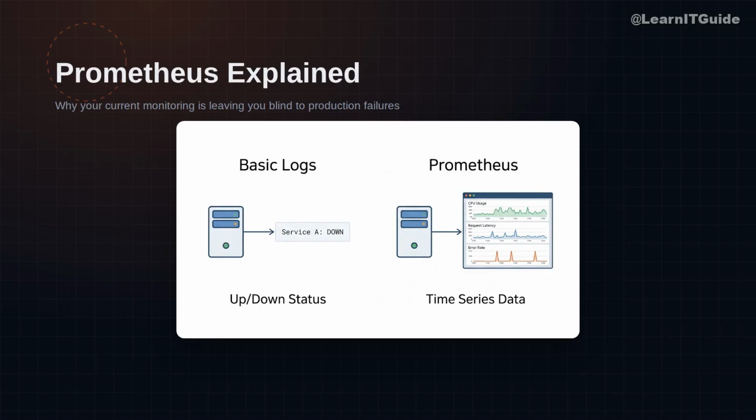And you know why this matters? Because when your microservices start failing at 2 in the morning, you need more than just up or down status. You need deep, granular visibility into exactly what is breaking and why. Most engineers get this wrong by relying on basic logs, but Prometheus gives you the time series data you actually need to solve problems fast.